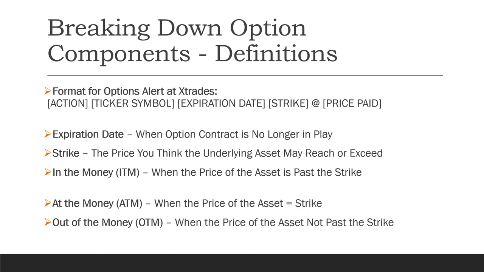All right, moving forward. So the format for options alerts at Xtrades, right? You have your action. Usually this is just going to be buy to open, sell to close, or sell to open, buy to close. So they're all the same thing. You're either buying or selling a certain options contract. Then after that, we have the ticker symbol. Like Amazon is AMZN, Apple is AAPL, PINS is PINS, etc., right? And then we have the expiration date. This is when the contract expires.